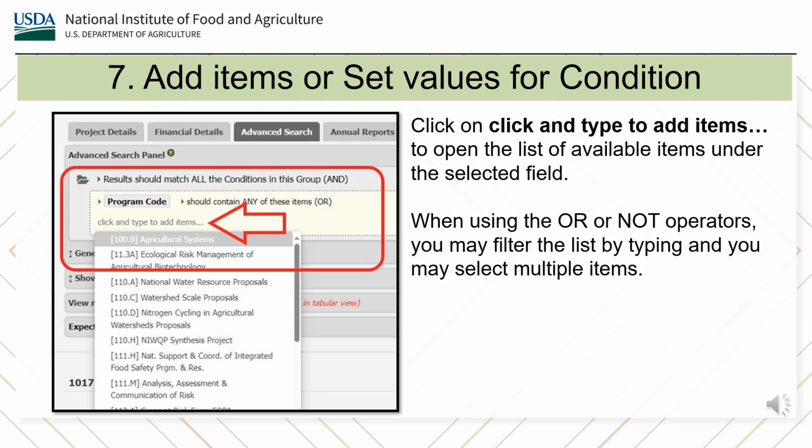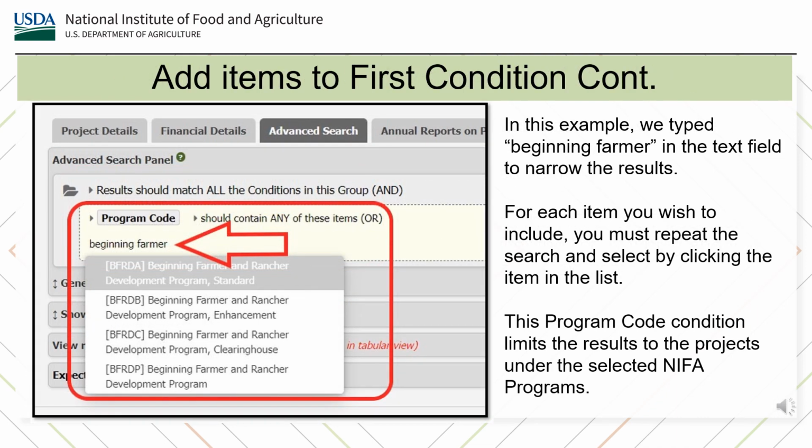Next, you will add items or set values for the condition. Click on Click and Type to add items to open the list of available items under the selected field. When using the or not operators, you may filter the list by typing, and you may select multiple items. In this example, we typed beginning farmer in the text field to narrow the results. For each item you wish to include, you must repeat the search and select by clicking the item in the list. This program code condition limits the results to the projects under the selected NIFA programs.